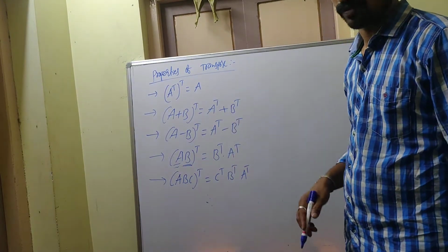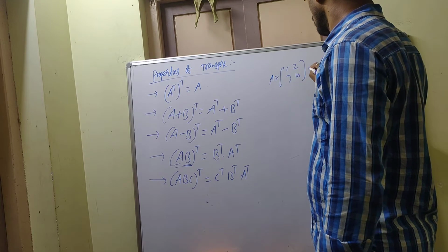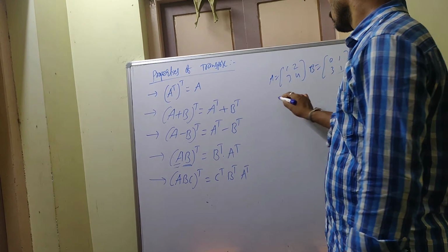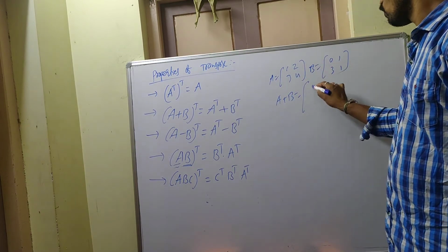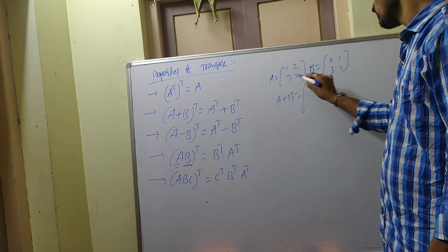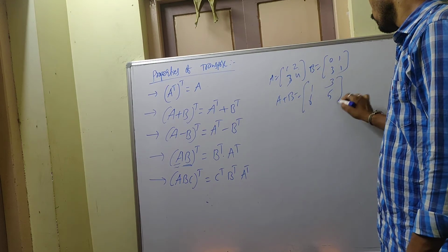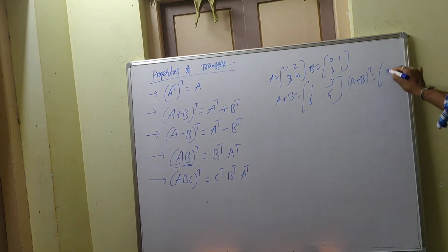See here, for this one you take one example. Similarly, you can do the same problems. If you take A is equal to 1, 2, 3, 4 and B is equal to 0, 1, 3, 1, then A plus B means 1 plus 0, 1, 2 plus 1, 3, 3 plus 3, 6, 4 plus 1, 5. Take A plus B whole transpose. What you have is 1, 3, 6, 5. Rows as columns, columns as rows.